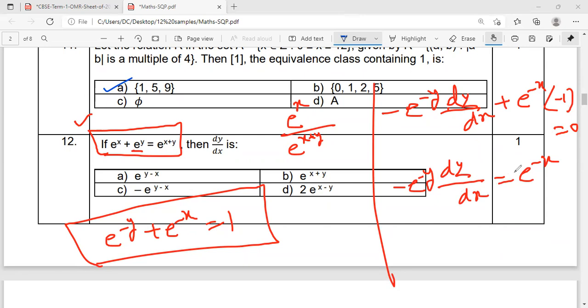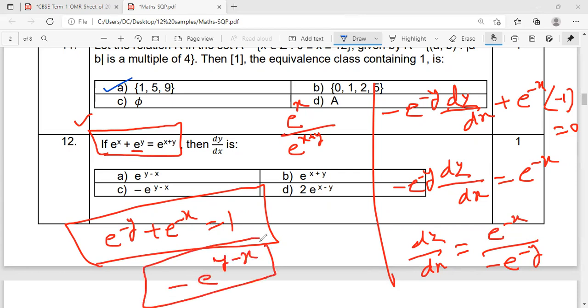Negative e to power negative x goes to the right and becomes positive e to power x. So then dy by dx, which you want to find, is e to power minus x divided by negative e to power minus y. So this goes in the numerator and becomes e to power plus y. Negative sign is already there. So your answer should be e to power negative y minus x. So do you have any option like this? E to power negative y minus x. C is your answer, right?